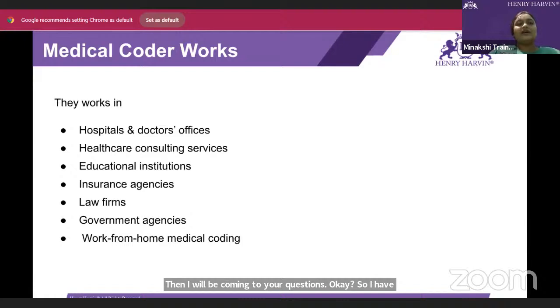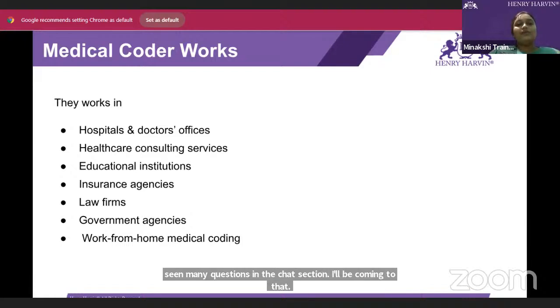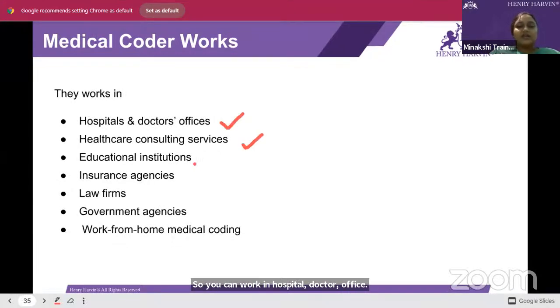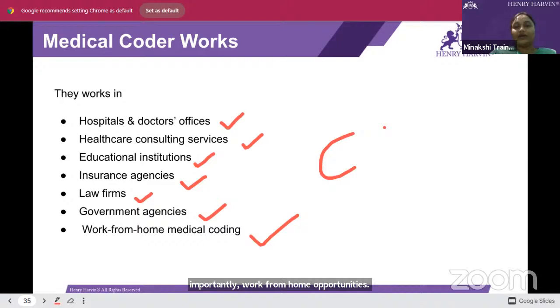Next, as a medical coder, in which places will you be working? You can work in hospitals, doctor offices, healthcare consulting services, educational institutes, insurance agencies, law firms, government agencies, and very importantly, work from home opportunities. Apart from that, you can also work in corporate companies.